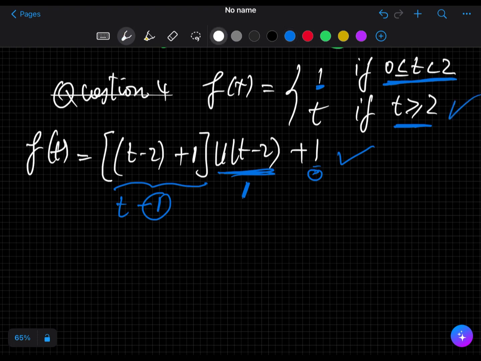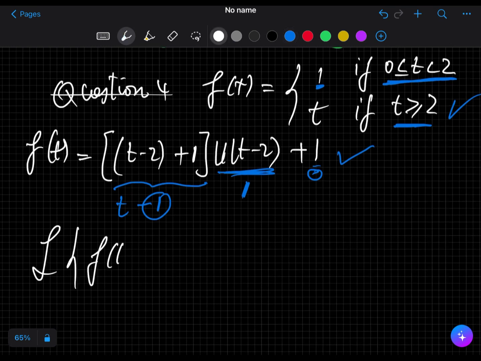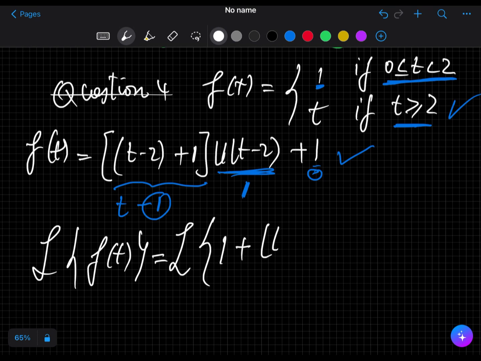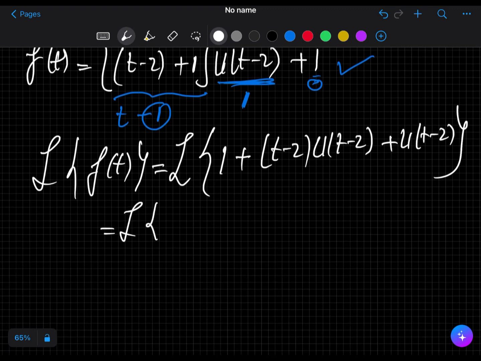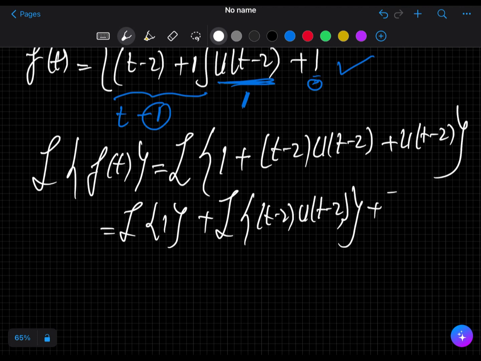So therefore, this will now lead me to the Laplace transform of f of t being equal to the Laplace transform of 1 plus t minus 2 u of t minus 2, right, plus u of t minus 2. So I have the Laplace transform of 1 plus the Laplace transform of t minus 2 u of t minus 2 plus the Laplace transform of u of t minus 2.